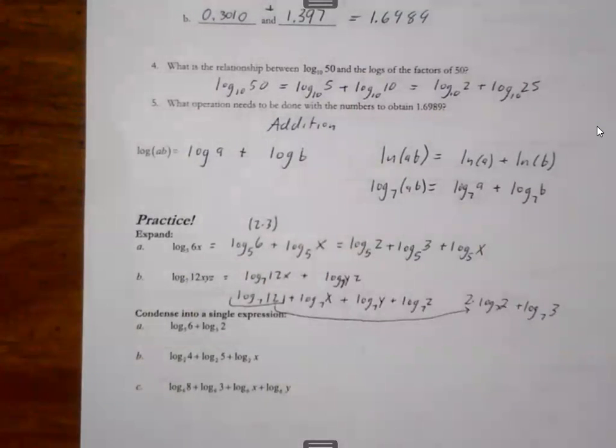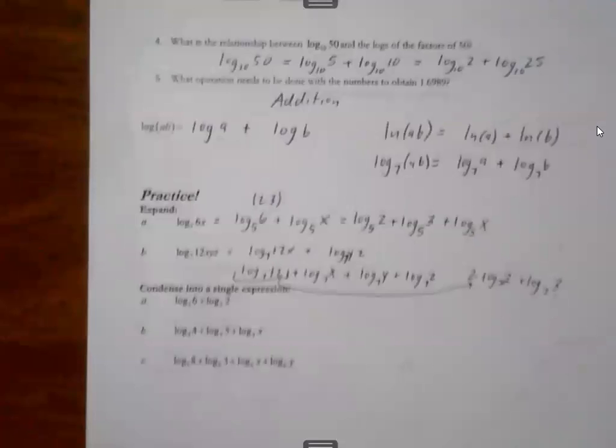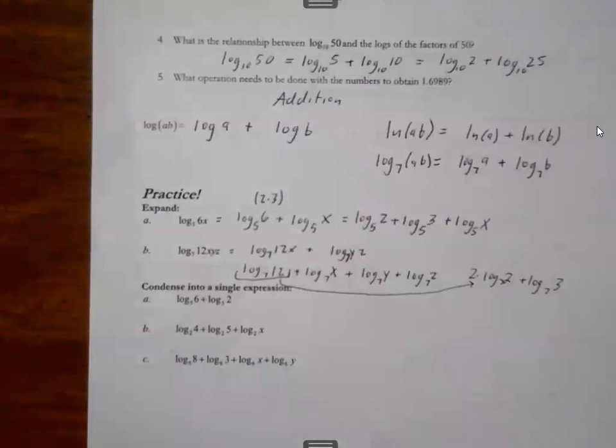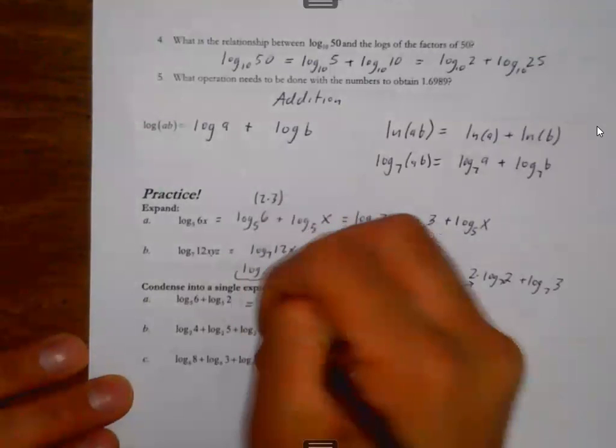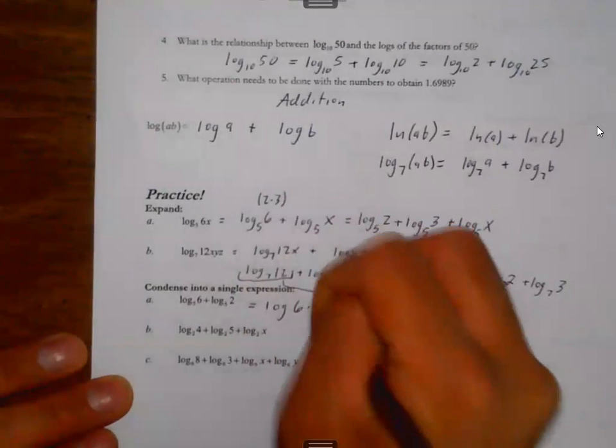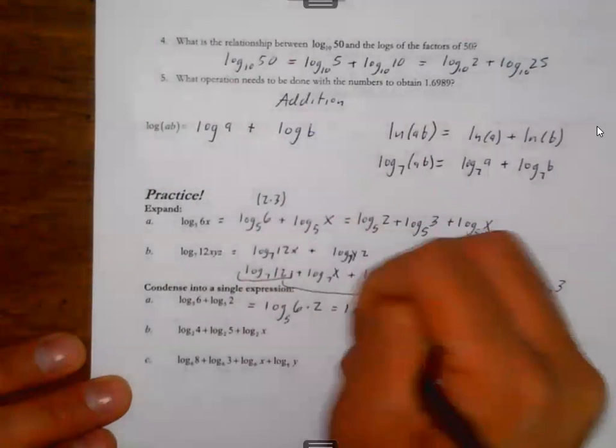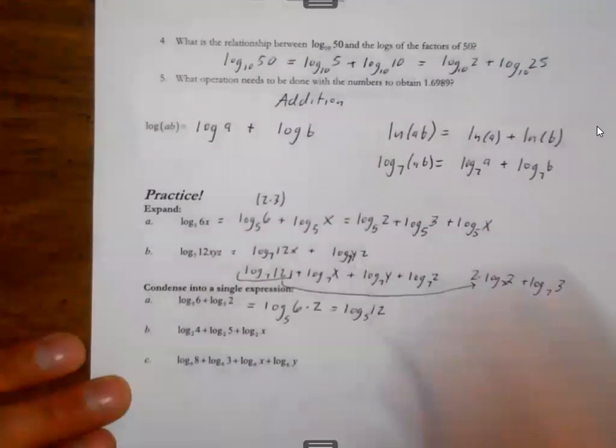Excellent. And then it goes in the other way too. So if you have two log expressions that you're adding, you could condense it by multiplying the numbers inside the log. So like for A, you could make that the log of 6 times 2 base 5. So that's just the log of 12 base 5.